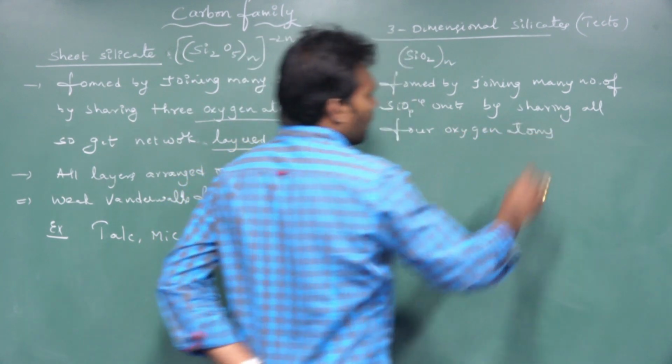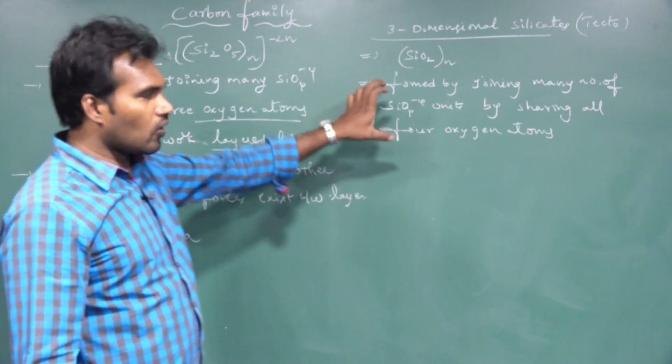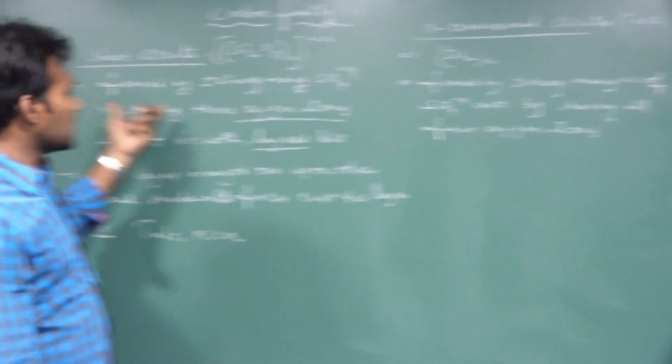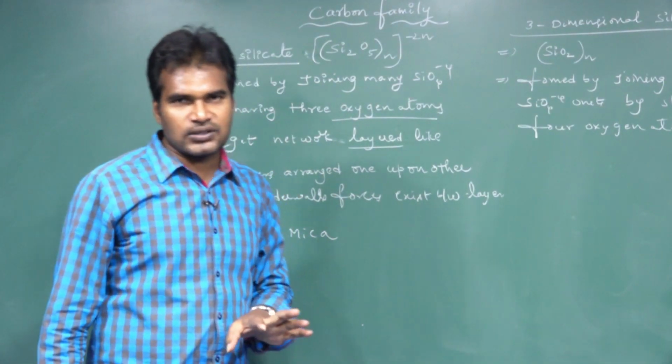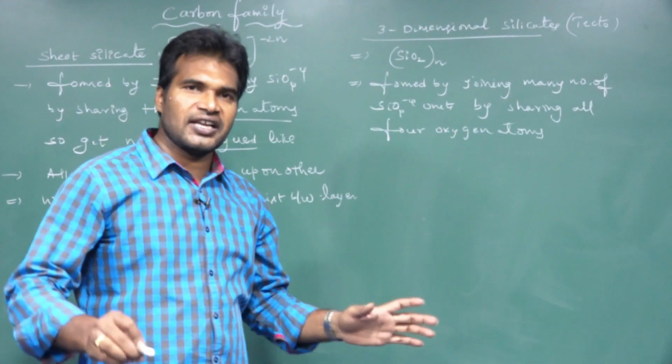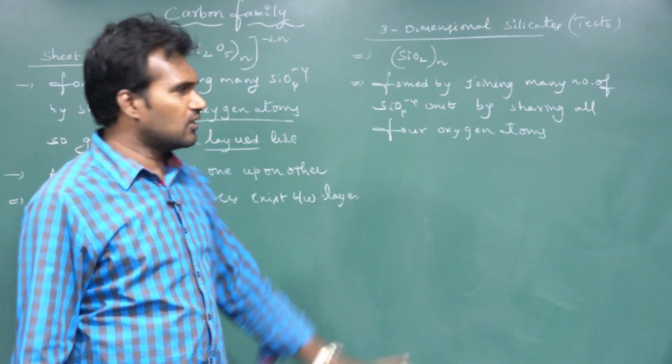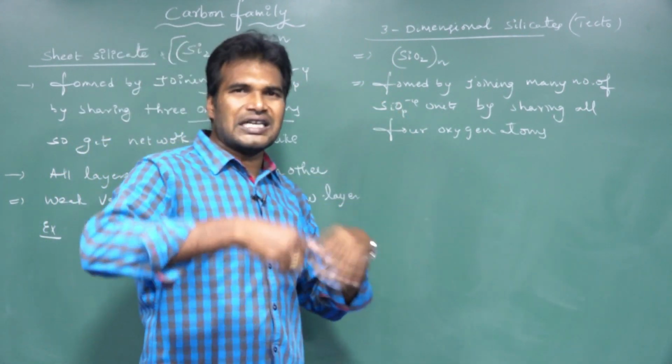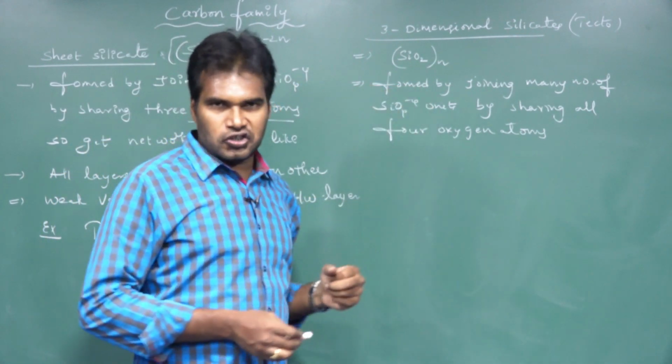Here, how many oxygen atoms are shared? All 4 oxygen atoms, whereas in sheet silicates only 3 of the 4 oxygen atoms are shared. Here, all 4 oxygen atoms are shared with the other unit cells. So with this, it is arranged in three dimensions.